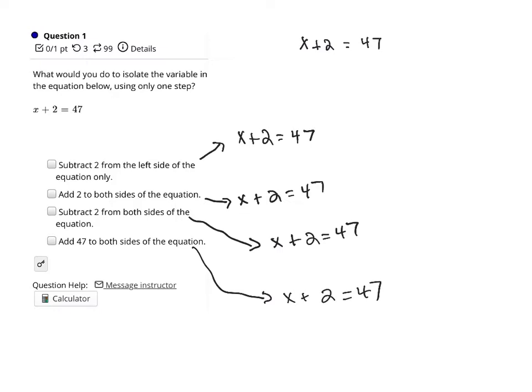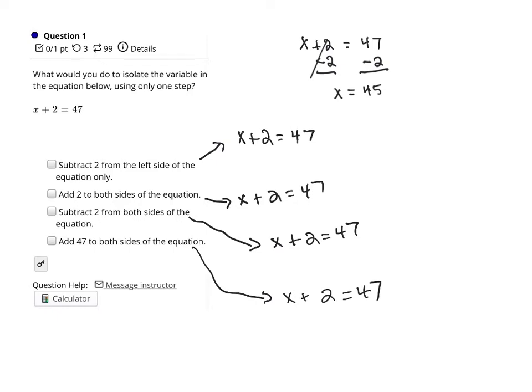So you want to get rid of anything that's attached with the x. That's a plus 2. The opposite of adding 2 is to subtract 2. And in algebra, what you do to one side of the equal sign, you have to do the same thing to the other side. So we would have to subtract 2 from both sides. This would go away, which is our whole goal, and isolate the x. x equals 47 minus 2, which is 45. That would be our answer if we were solving that. And you always want to solve for a positive 1x.